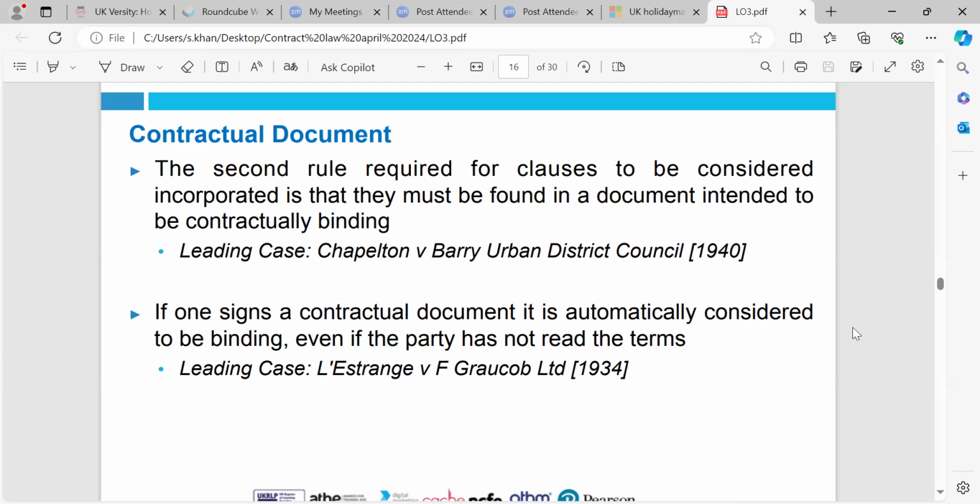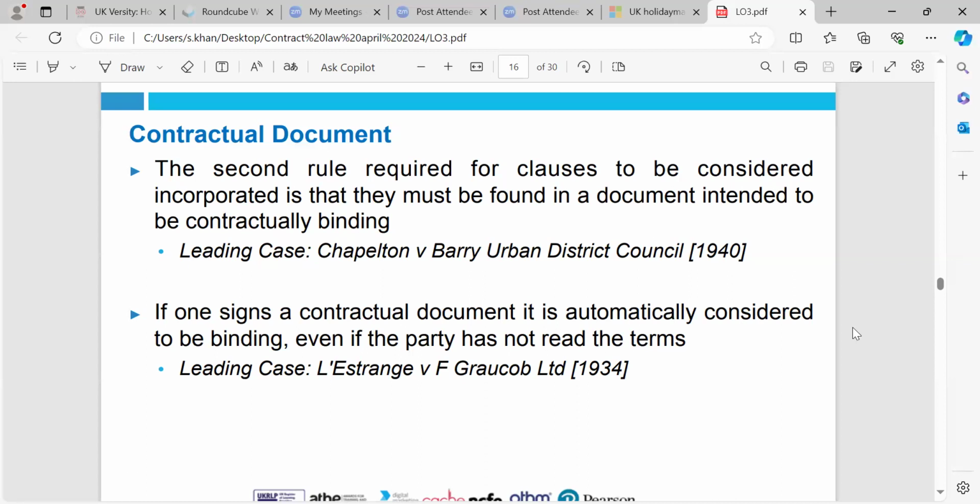BUDC contended Chapelton did have notice of the terms because the exclusion clause was clearly printed on the ticket. The notice adjacent to the deck chairs was merely an invitation to treat. The ticket was not merely a receipt, but it amounted to a written contract detailing the terms by which the parties agreed to be bound.